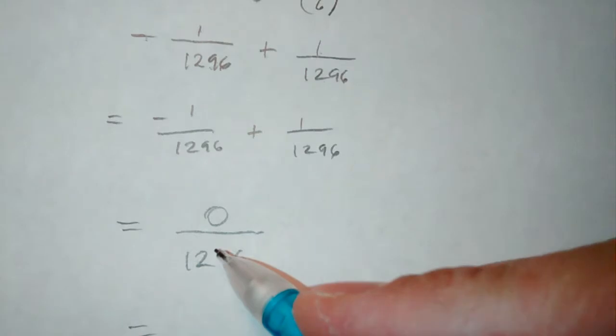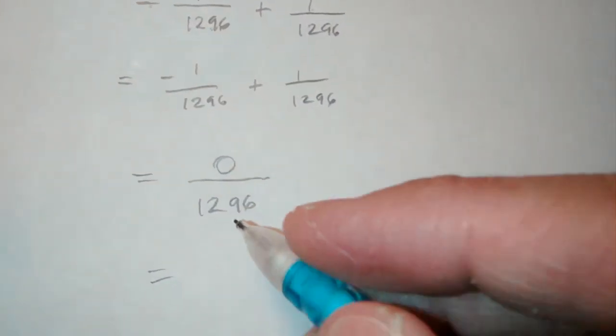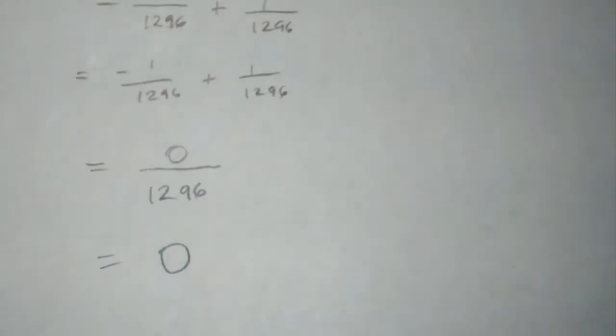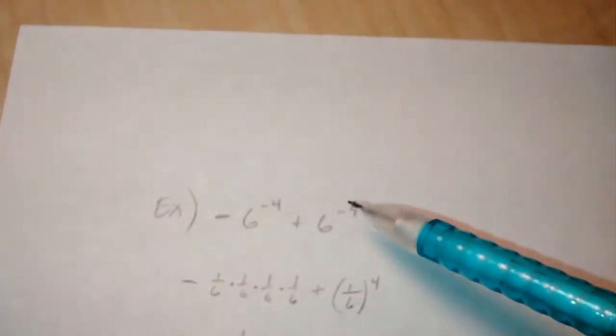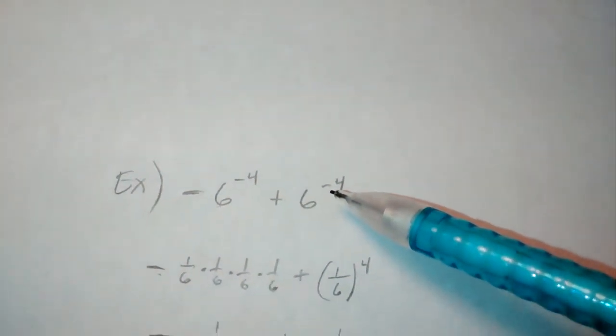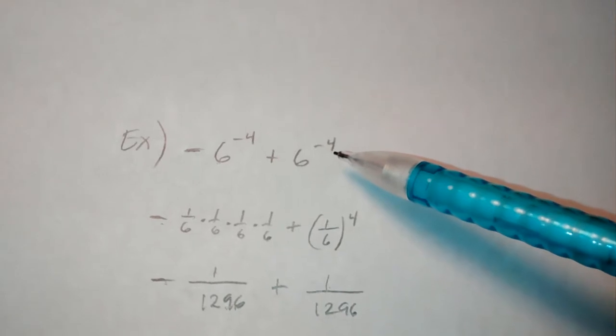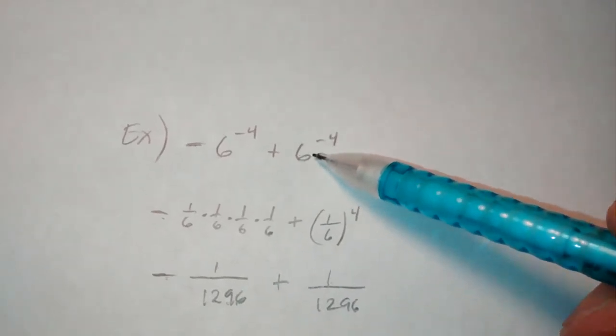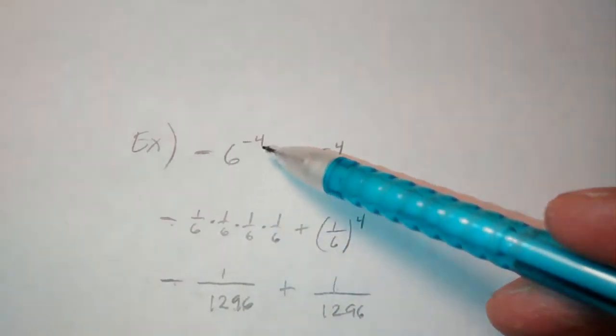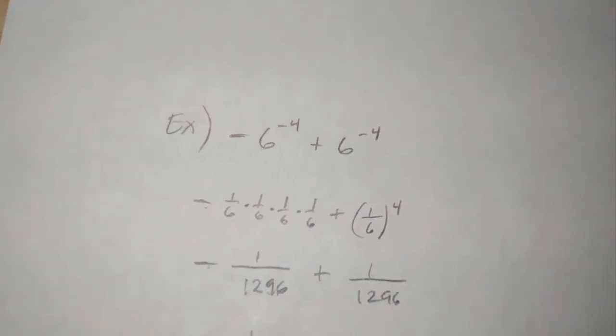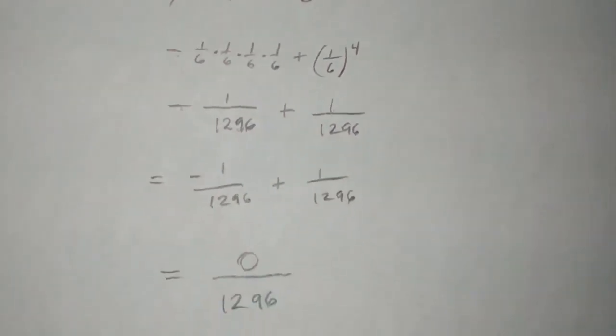And so 0 divided by 1296, in your calculator you would see that it has a value of 0. So ultimately this original problem has a value of 0. In essence, these are the same, just one of them is a negative and one of them is a positive. And for adding, they'll wipe each other out. So hopefully that helps.